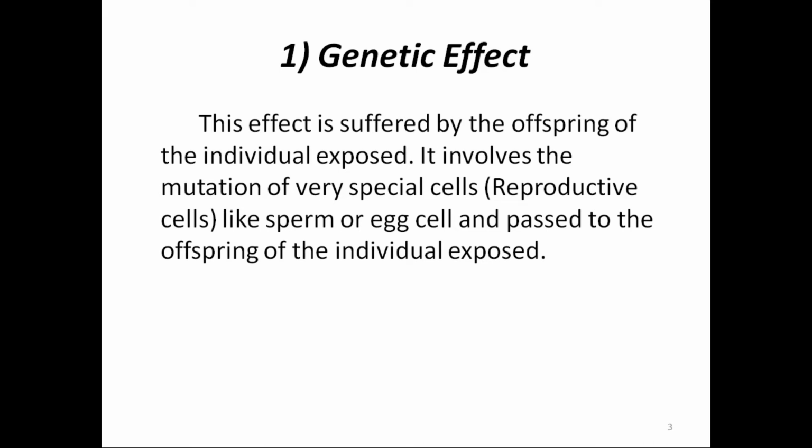Genetic effect: this effect is suffered by offspring of the individual exposed. It involves the mutation of very special cells, that is reproductive cells like sperms or egg cells, and passes to the offspring of the individual exposed. It means the radiations are directly affecting these reproductive cells, and because of this radiation, the cell's mutation will change. There exists a spontaneous mutation and it will change the behavior of that individual.